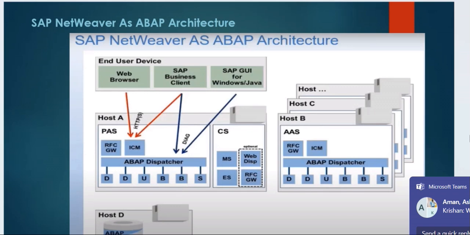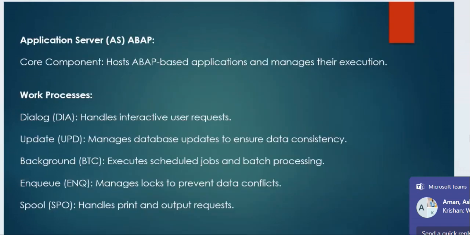Okay. Yes, sir. So now we will talk about the work processes. The first one is our dialog work process. What is the use of this dialog work process? The dialog work process handles all the interactive jobs. Now again the question arises: what are interactive jobs and non-interactive jobs? The interactive jobs are taken care of by the dialog work process, and all the non-interactive jobs are taken care of by the background work process, update work process, and spool work process.